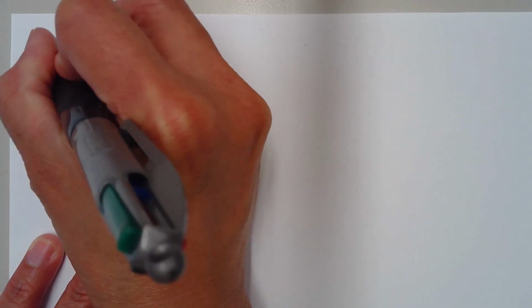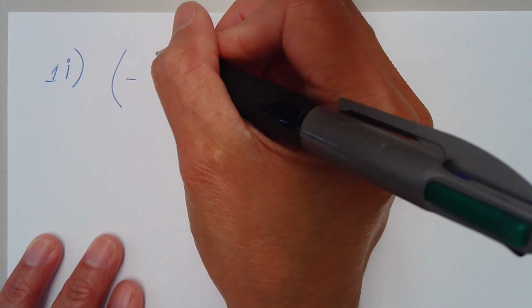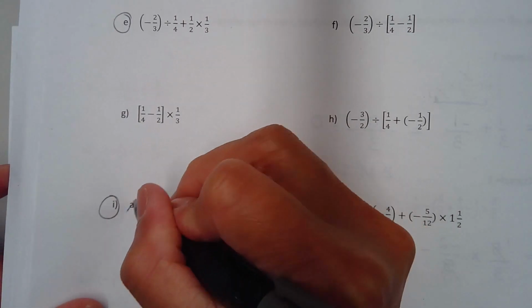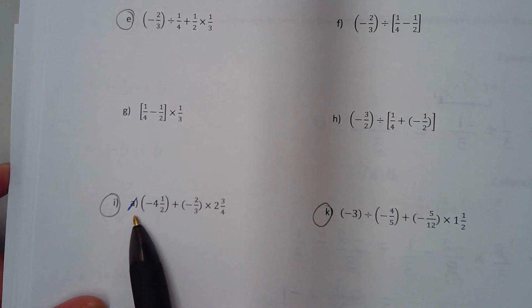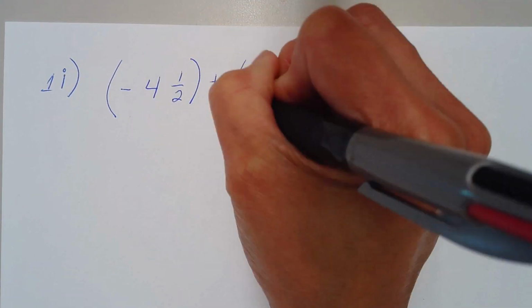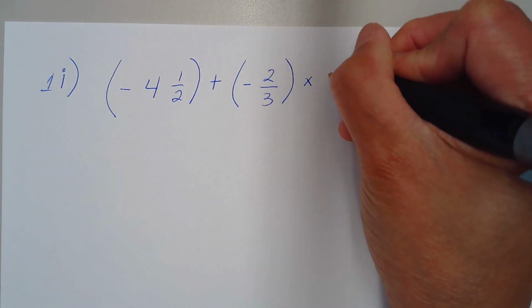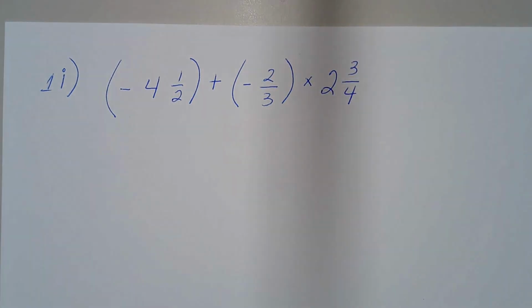Letter I. Number 1, I. Okay, number 1, I. What is going on in here? And then there's an A there. So get rid of that A. It's I. Negative 4.5 plus negative 2 over 3 times 2 3/4. Okay, good.